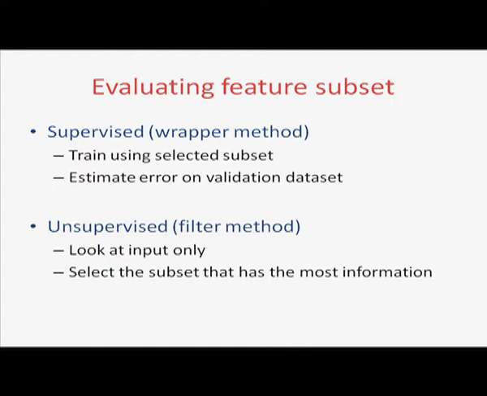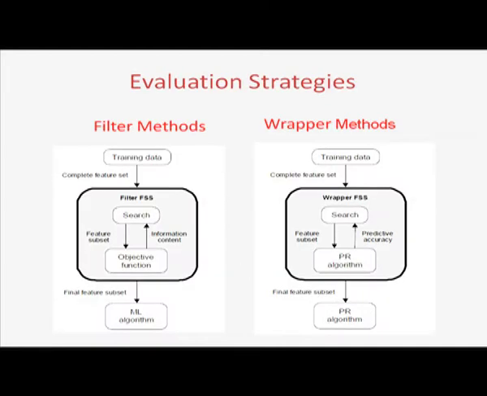Now, the feature subset can be evaluated by two methods. In supervised methods or wrapper methods, we train using the selected subset and we estimate the error on the validation set. In unsupervised or filter methods, we look at only the input and we select the subset which has the most information. Now, these two types of methods are illustrated in this picture.